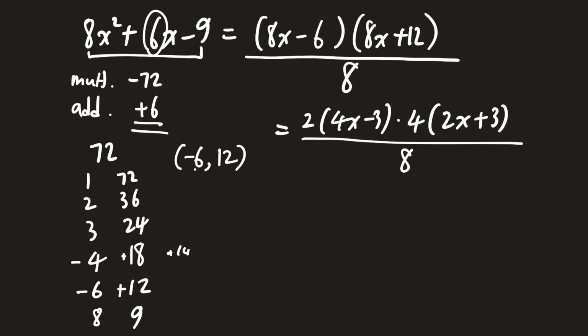And I'm going to reduce. Okay, 2 goes into 8 4 times. Well, 4 and 4, they cancel out. So my final answer is 4x minus 3 times 2x plus 3.